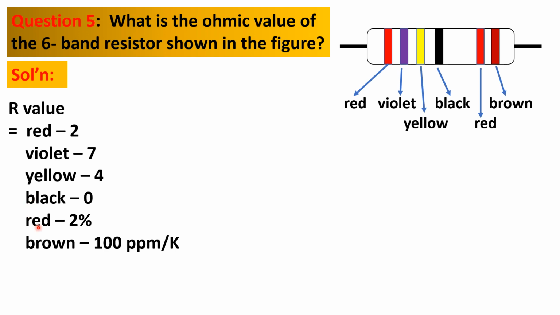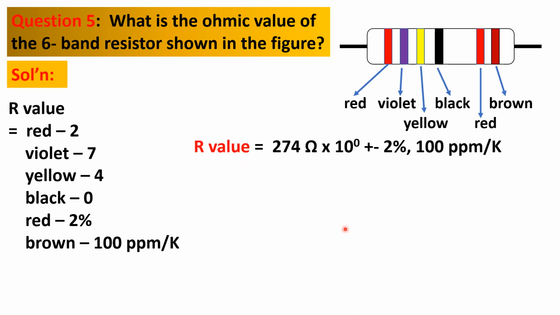For the fifth color band, which is red, red as a degree of tolerance corresponds to plus minus 2%. And the last color band, which is brown, its coefficient of temperature is equivalent to 100 parts per million per Kelvin. All right, so determining the range value, we have the first 3 digits, 274, to be multiplied by 10 to the 0 power, or 1, and then plus minus 2% of 274.